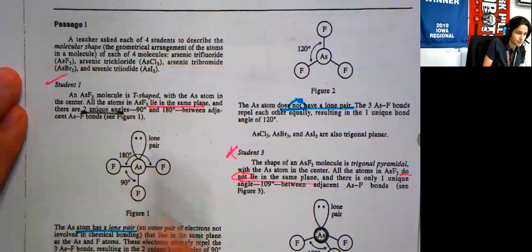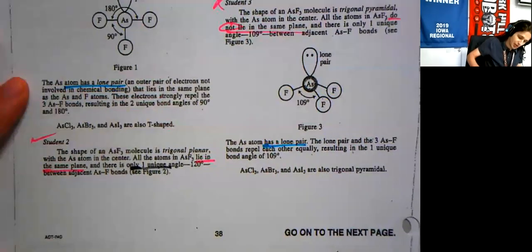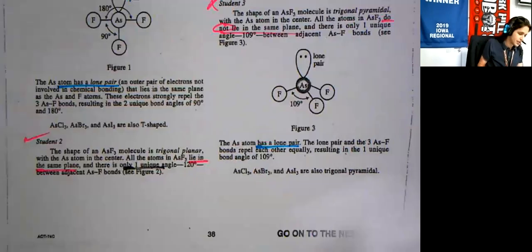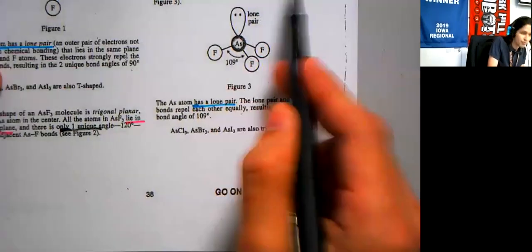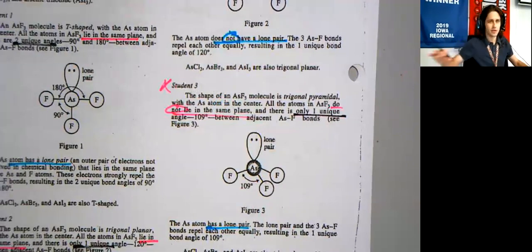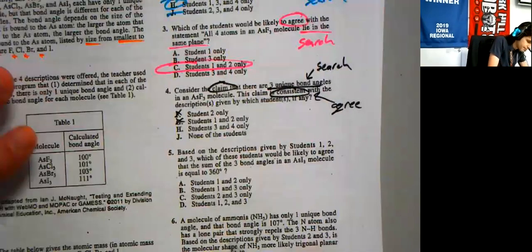2 unique angles. Only 1 unique angle, so it's not 1 or 2. Go back. You can cross out those options. Number 3, only one unique bond angle up there on number 3. All right, so 3's out. If 3's out, everybody's out.